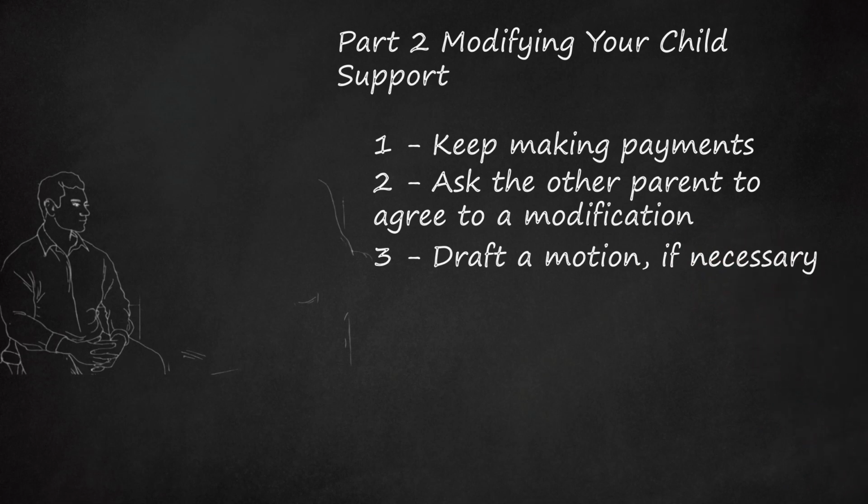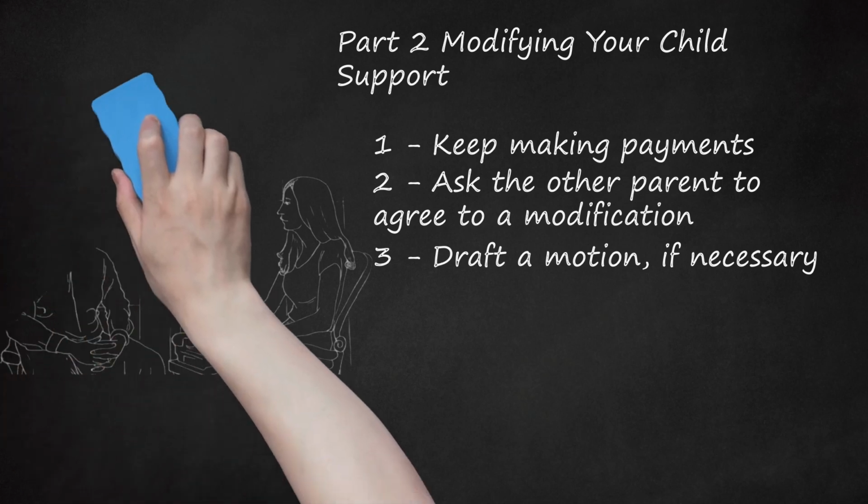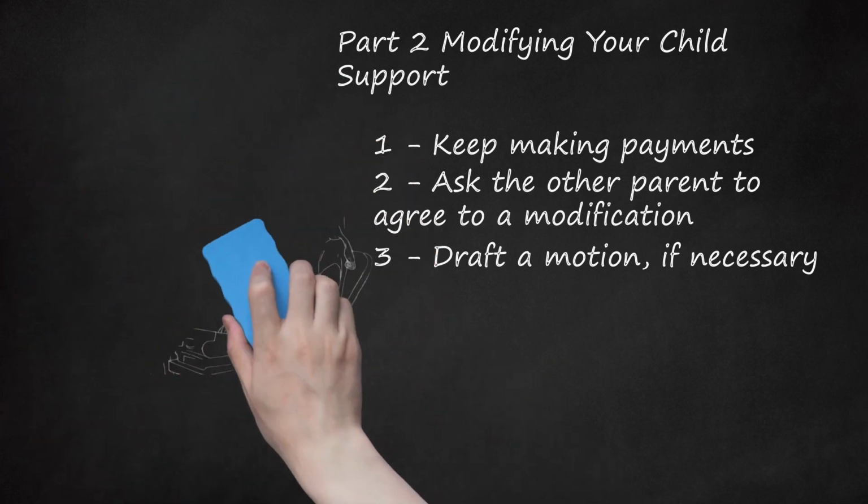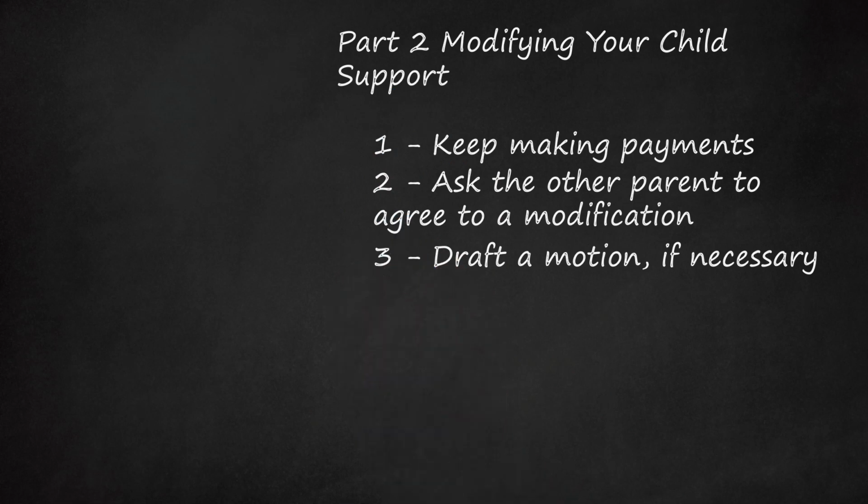The other parent might not agree to a modification. In that situation, you'll need to draft a different motion and ask the judge to reduce your child support payments. The court may have a printed, fillable form you can use. Stop in and ask the court clerk.